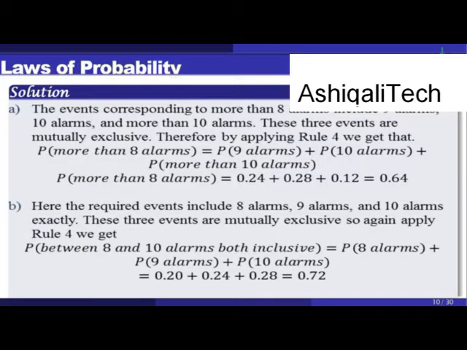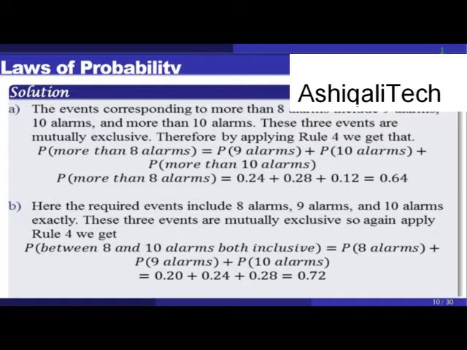Dear students, now we solve the first part. The events corresponding to more than 8 alarms include 9 alarms, 10 alarms, and more than 10 alarms. These three events are mutually exclusive. Therefore, by applying rule number 4, we get that the probability of more than 8 alarms is equal to probability of 9 alarms plus probability of 10 alarms plus probability of more than 10 alarms.